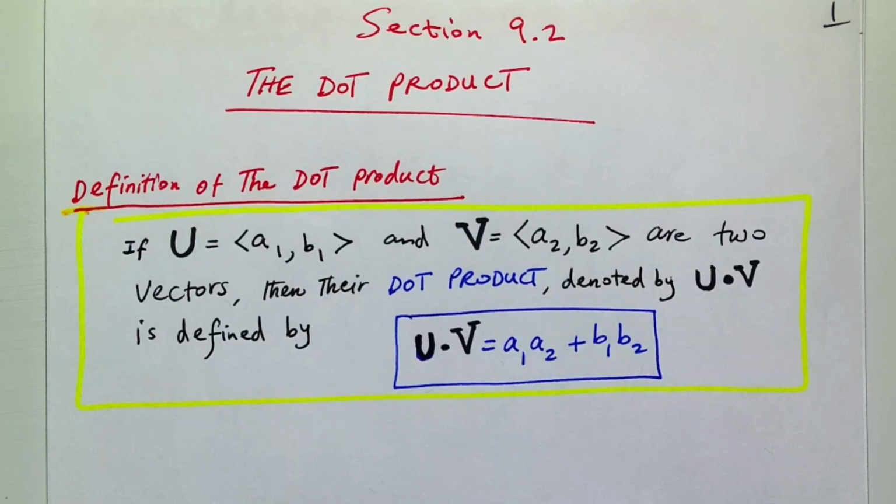Hello everyone, welcome to our discussion of section 9.2 where we will be talking about the dot product. Now of course the dot product is a discussion that will build on our discussion for section 9.1 where we introduced vectors. The dot product is the operation between two vectors that produces a scalar or a real number. So the result of a dot product is not another vector, it's just any number.